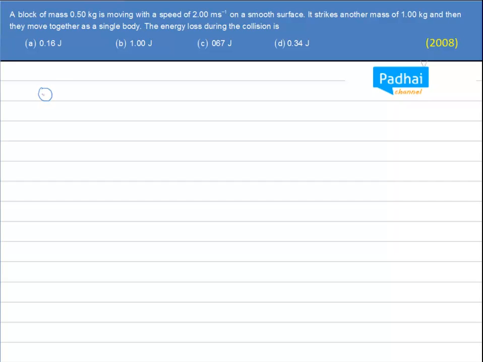This is block A and this is block B. This is having mass equal to 0.5 kg and this is having mass equal to 1 kg. Initially A was moving with velocity 2 meters per second and B was at rest. Eventually they collide with each other and form the same mass, moving with the same velocity. m1 plus m2 will be equal to 1.5 kg, and they're moving with the velocity v.